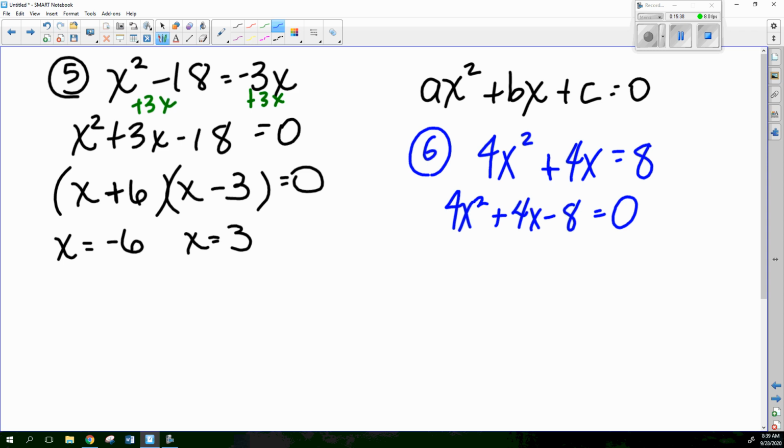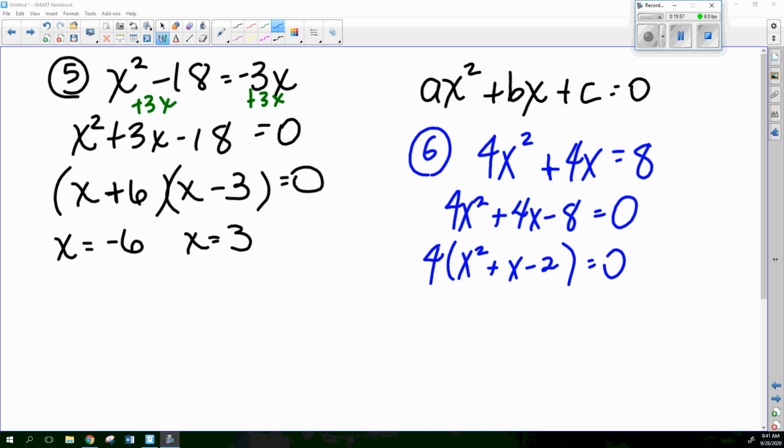All right, Kevin, do you think this thing has a GCF? Yep. What is it? 4. Very good. So don't forget, we're always looking for that GCF first. All right? And then see if you guys can finish up factoring that one.